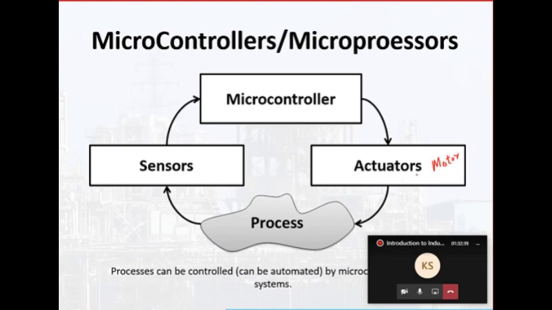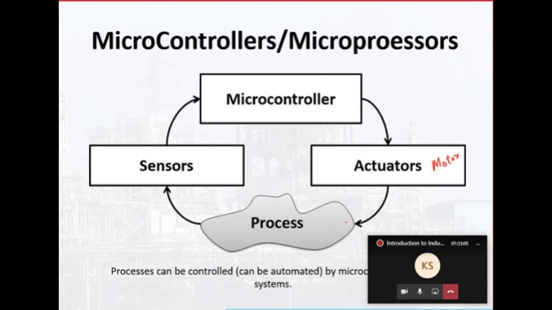Motor will get the signal, that means the supply, and it will start rotating to open the door. So here the actuator gets the signal or control command from the controller and it executes it. That's what an actuator is, basically. A motor is an actuator, or you can consider a valve, right?